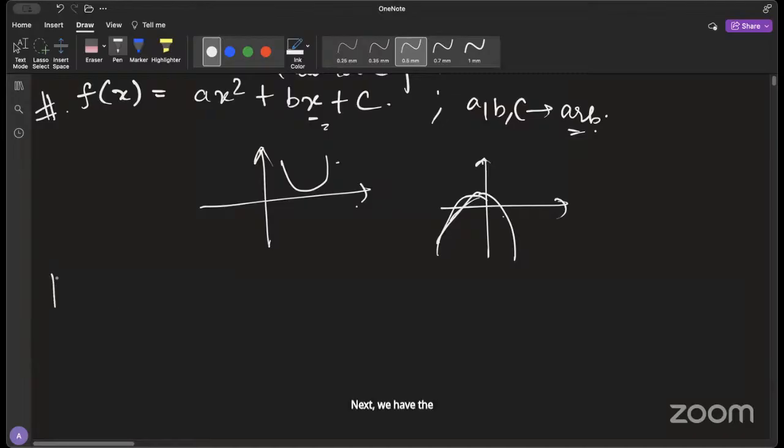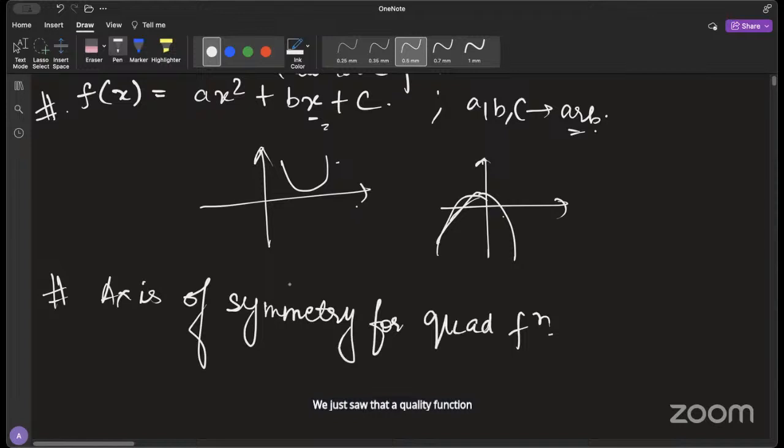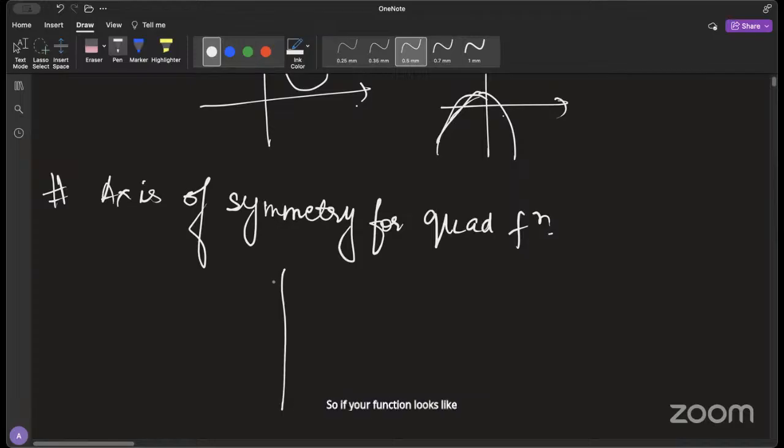Next, we have what's called the axis of symmetry for a quadratic function. We just saw that a quadratic function looks like this. The axis of symmetry is basically a line, obviously parallel to your y-axis, such that when you fold, let's say this is a paper, and you fold this paper along this line, then this side should overlap with this other side.